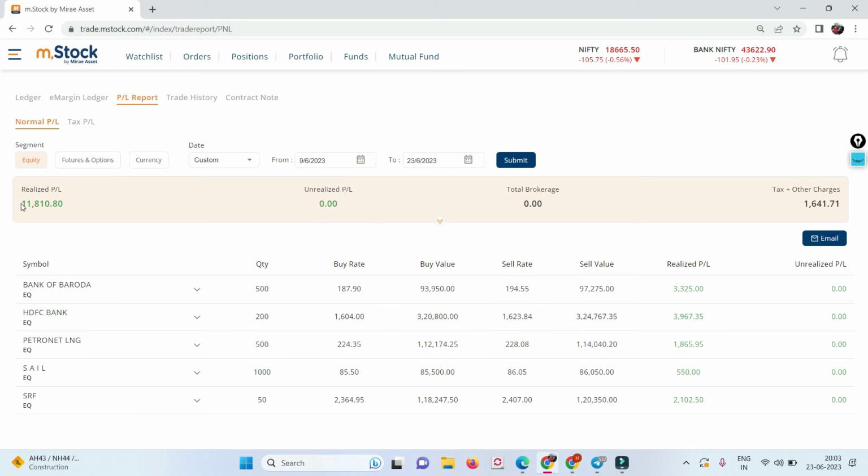If you look at this, I made almost 11,000. How did I get this 11,000? Check the banking stocks. I have deployed Bank of Baroda, SDFC, right? SRF. If you look at the profit, 3,000, 3,000, and SRF 2,000. So almost I made 10 to 11,000 with my contra.